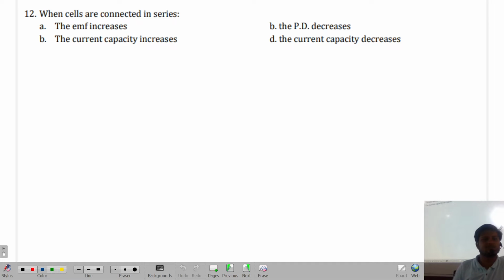Question number 12. When cells are connected in series, think. When you connect the cells in series, what increases? Battery power will increase or not? First important thing, listen. Is current dependent upon potential difference? Can I write I directly proportional to V? If V increases, current increases. Can I say that?